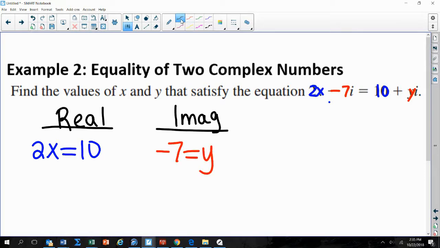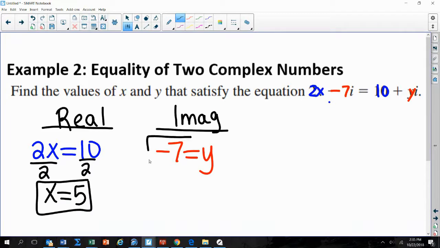Then I solve. What would x have to be? 5, right? If we divide both sides by 2, then x is 5. And this is already solved for, right? y is negative 7. And then I like to check my work.